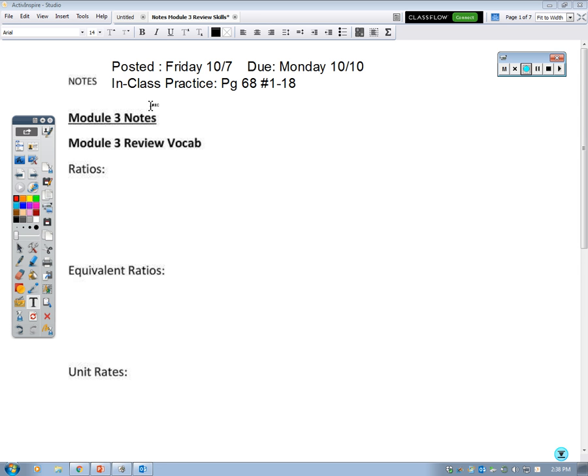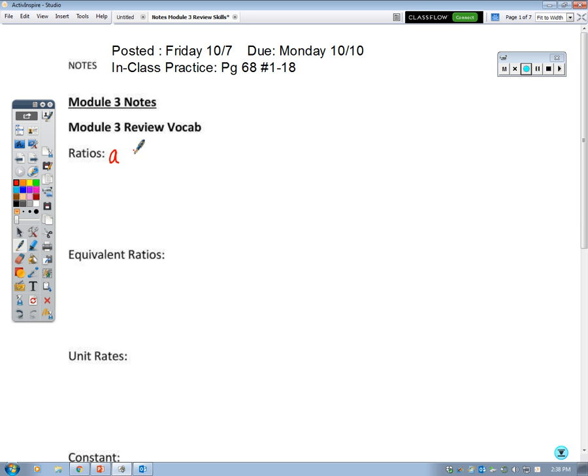So here we go. Some Module 3 review vocab. What we're going to start out with is ratios. And I'm going to give you the definition and then I'm going to give you a couple of examples. So a ratio is a comparison of two quantities by division.